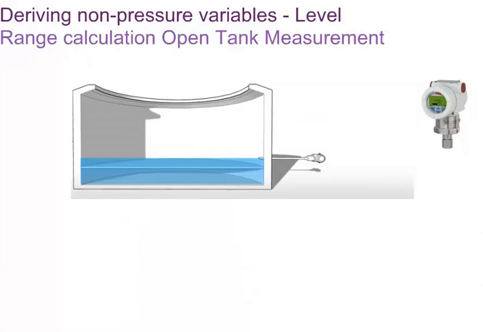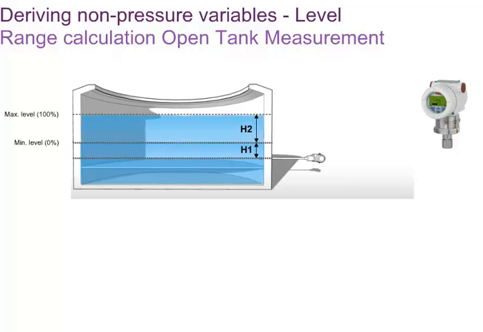To calculate the range to which the transmitter should be adjusted to, you must know two distances. One is the distance between the lower tap and the assigned minimum level of the tank, where the transmitter output signal should be 0%. It is called H1 in the drawing in front of you. The other one is the distance H2. It is the distance between the minimum level and the assigned maximum level, where the transmitter output signal is supposed to be 100%. In addition to the distances, the specific gravity of the process liquid must be known.